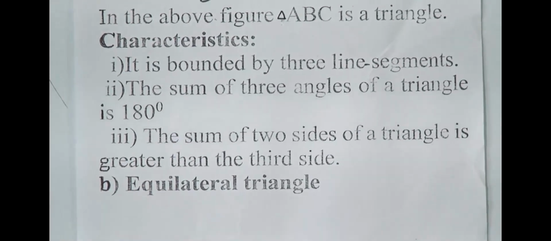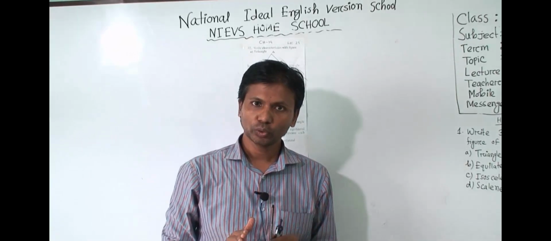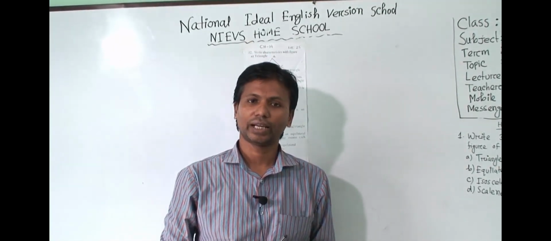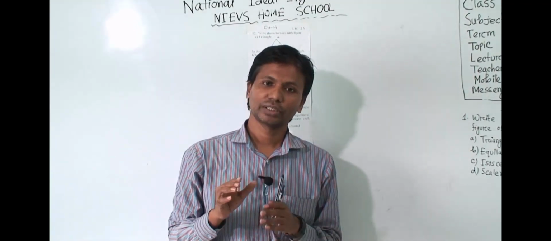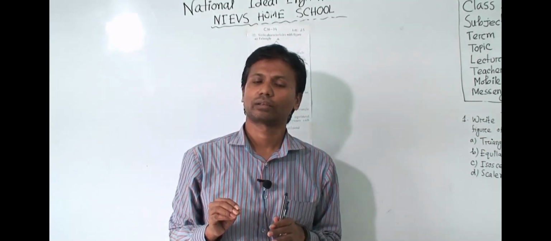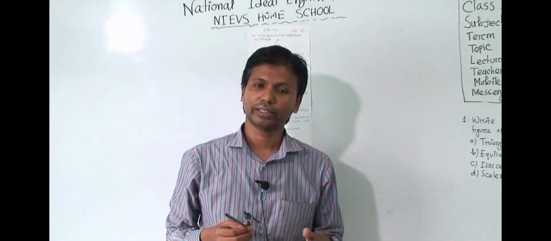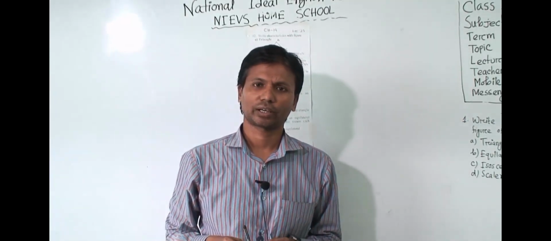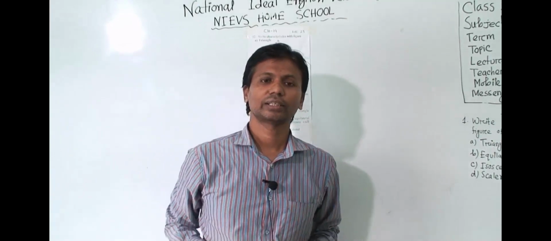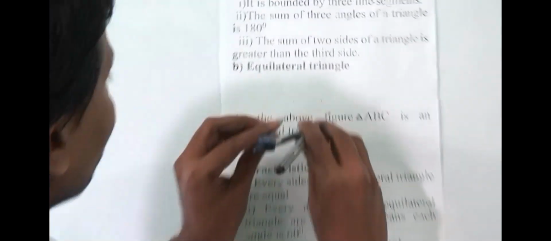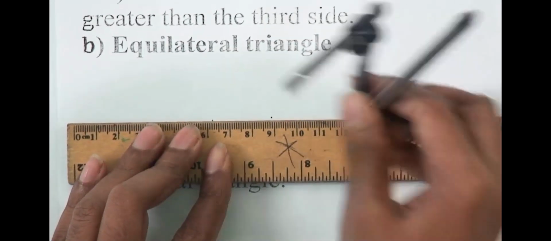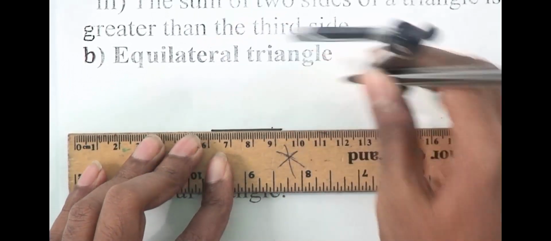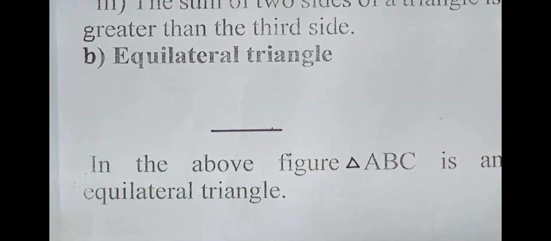Now I will discuss the equilateral triangle. The triangle whose every side, that means the three sides, are equal, that triangle is called an equilateral triangle. Look, suppose we have taken a line segment.